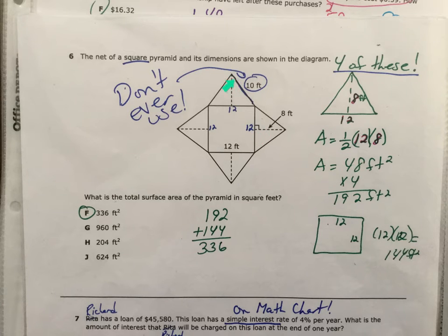Never use this slant height. Don't use it. It's there as a distractor. Remember that right angle is the one you're looking for your triangles. And then, of course, add your square to it. So 4 of the triangles, the square, and you get your grand total.